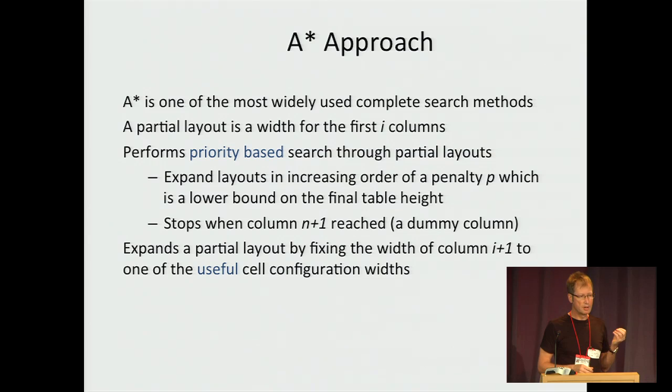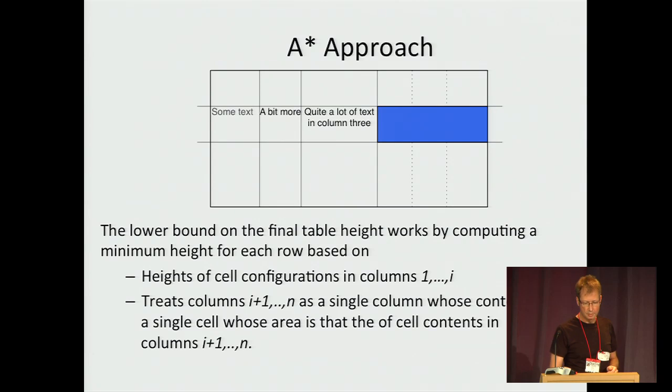So how do we expand a partial layout? Well, we fix the width of the next unfixed column using one of the useful cell configuration widths. With A* approaches, all the trickiness is essentially how do you find a lower bound on the penalty function. So what we did was a fairly simplistic idea.